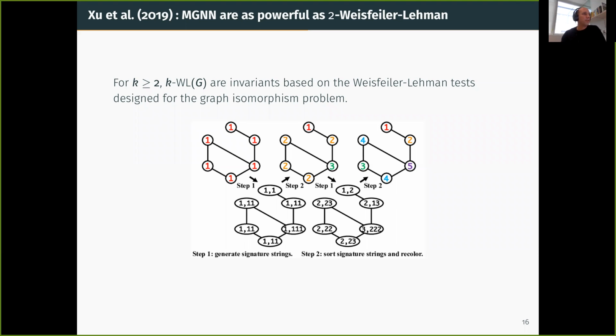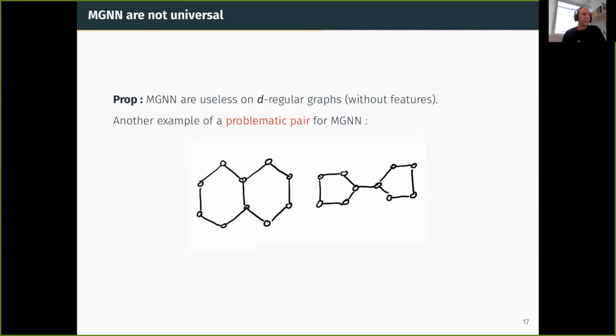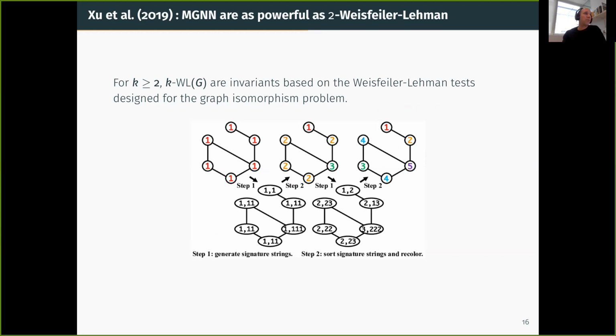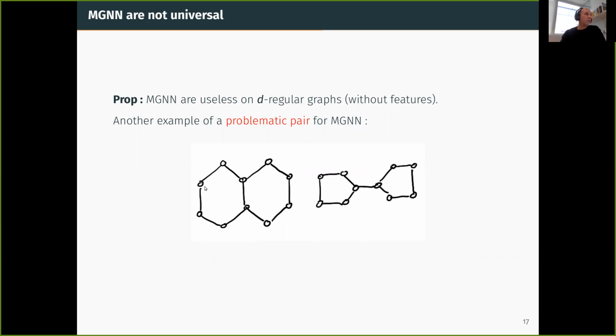I will not describe the Weisfeiler-Lehman test here, but what you can show is that your GNN will be able to give different predictions for two graphs whenever this test is able to separate these two graphs, so to say that they are not isomorphic. This directly implies some bad consequences for GNNs, namely if you consider d-regular graphs, so graphs where every node has degree d, then it's known that the Weisfeiler-Lehman test is useless, so you cannot distinguish any two d-regular graphs. And here is another problematic pair. You can show that message passing GNNs, whatever the functions f0 and f1, so whatever the learning, will always give the same prediction for these two graphs, which are clearly not the same.